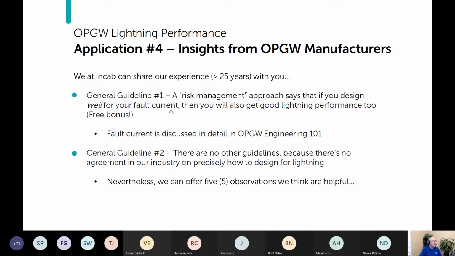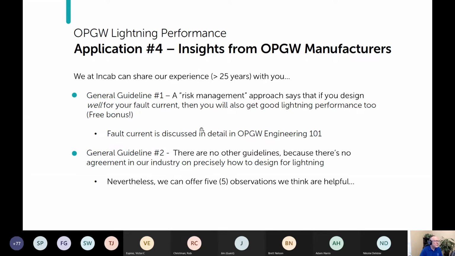General guideline number two is that there aren't any other general guidelines. There's no agreement on what to do. Should my wire size be this or my wire count be that? Nobody would agree. And I know that for a fact because in the IEEE committee meetings for the subcommittee that's responsible for the IEEE standard, there have been those kinds of debates, almost coming to fisticuffs between people over these kinds of issues.